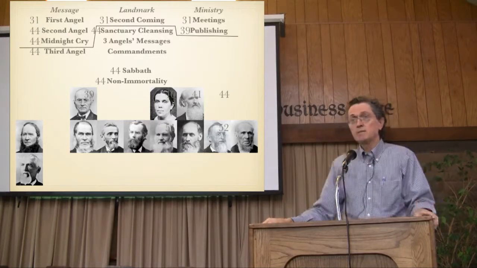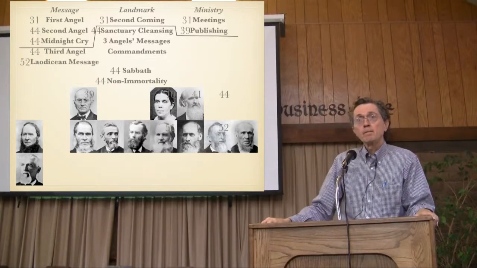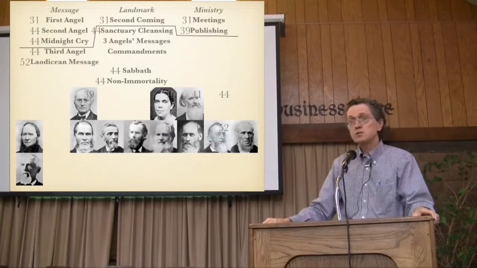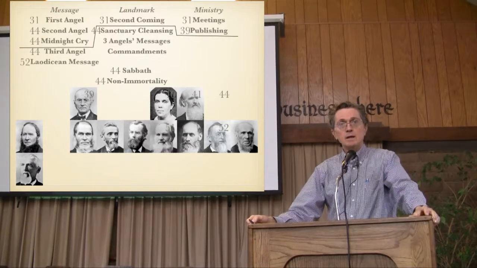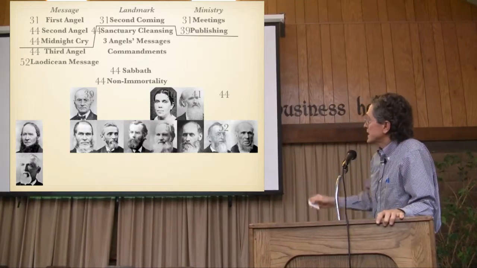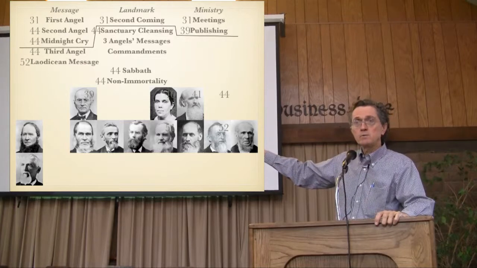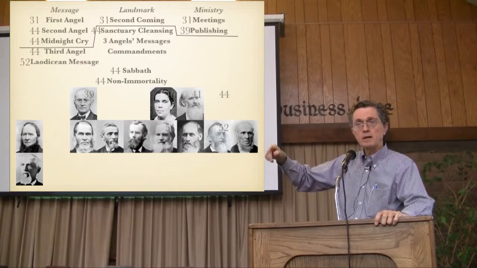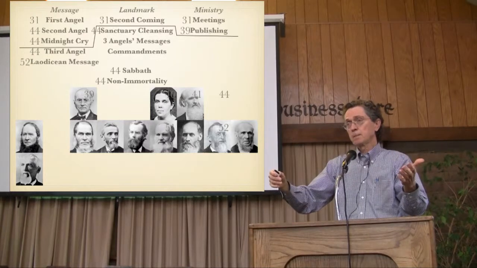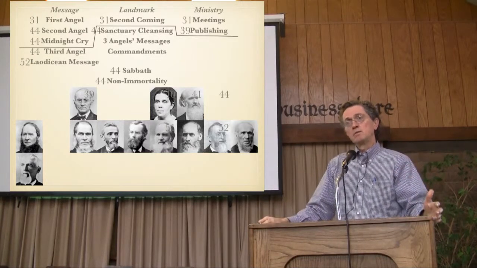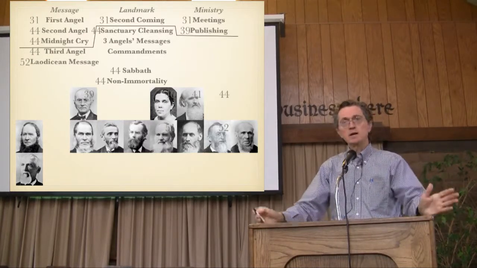1852, another message came in. Did you see it up there? The fifth of the messages shows up. That's the Laodicean message. We talked about that. I give that year because that's the first year I can find Ellen White writing about the Laodicean messages applying to us. The Laodicean message, the message to the last of the seven churches, is a message that is not a compliment to God's people.